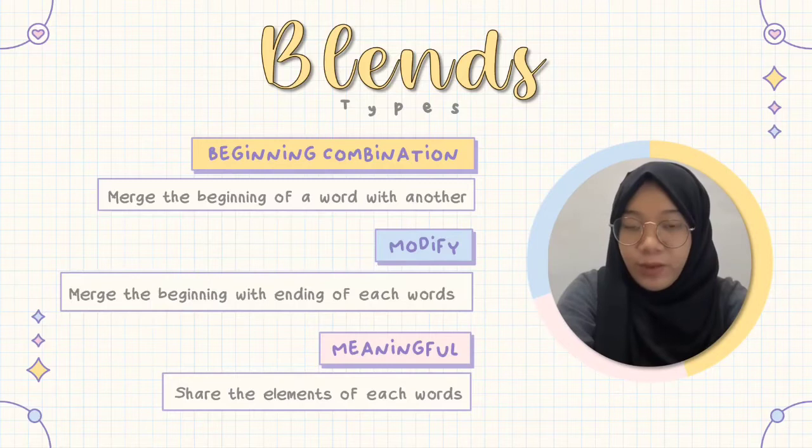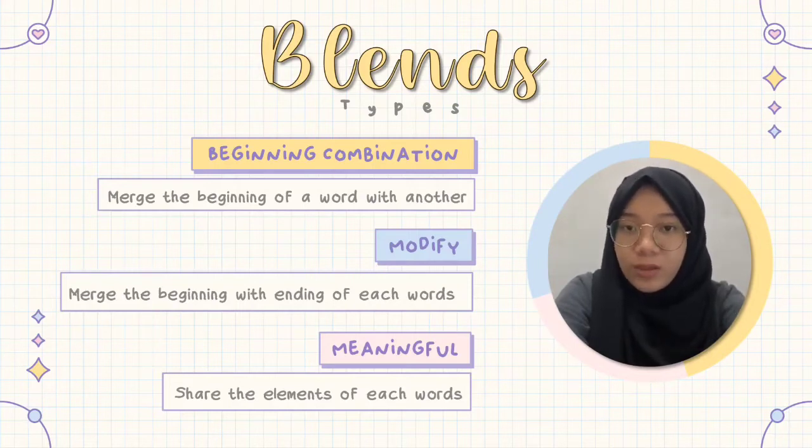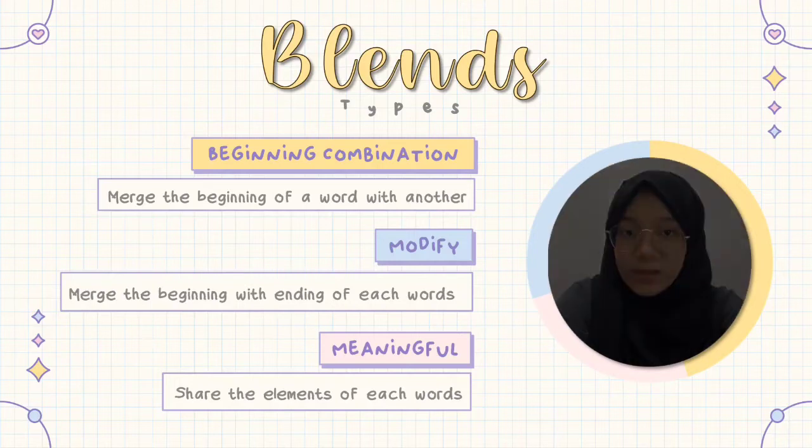Another type of blend word, which is less common than portmanteaus in English, is the beginnings of words, which is formed by taking the first part of one word and the first part of another word and merging them into one word. Next is modified blends. Modified blends are blends in which the first element modifies the second element. Next is meaningful blends. Meaningful blends share properties of the reference of both elements.